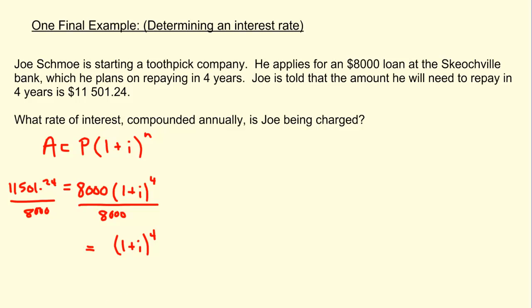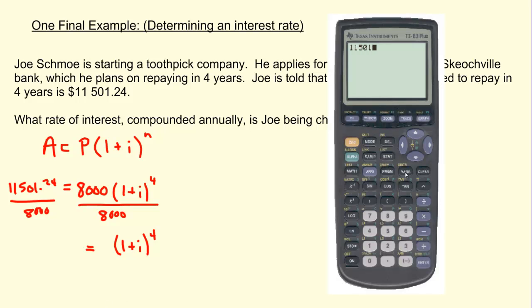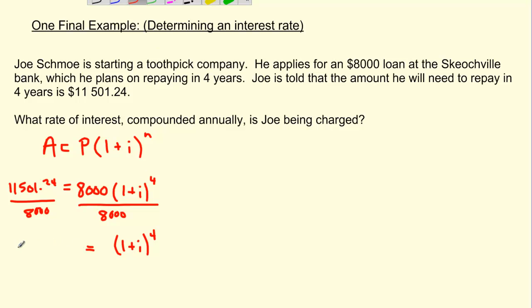And I'll need my calculator for this one. $11,501.24 divided by 8,000. So that's 1.437655. I'm going to write down the entire thing, 1.437655. It's important to keep all of the decimal places here because we're not done our calculation. I don't want to have a mistake in rounding here because I rounded too early. So I'm going to keep all of my decimal places. If you want, you just keep this in your calculator.